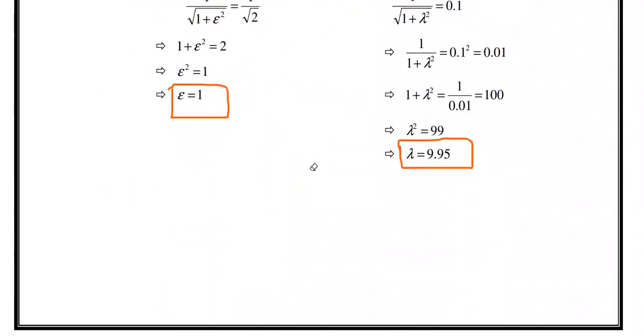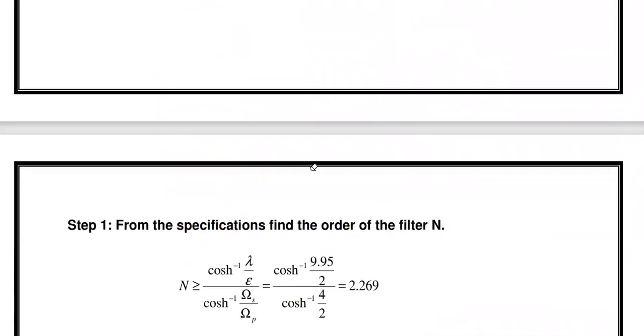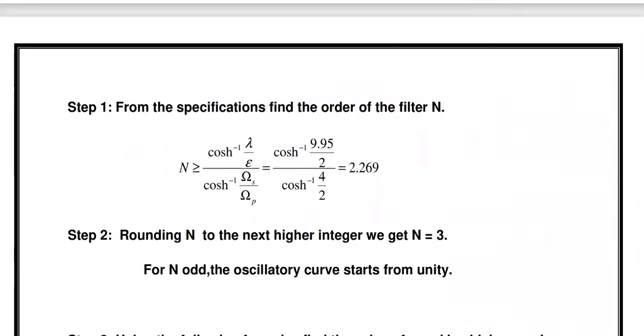The first step in the design of our analog Chebyshev filter is to find the order of the filter, capital N. We already discussed the design procedure for the analog Chebyshev filter in the previous video. If you want to learn from that video, I will give the link in the description box, you can refer to it.